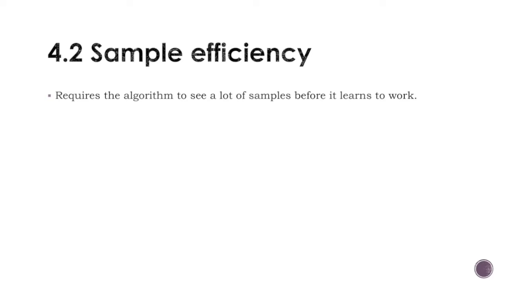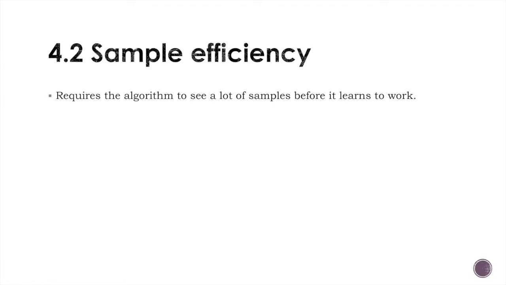These issues also exist in the NAF algorithm. The instability issue is that the NAF algorithm's learning curve also fluctuates a lot and often does not converge to a single fixed point, while the lower sample efficiency issue is that it takes a lot of time for the algorithm to see enough samples before it learns to work. So, both of them are open problems that might be our next focus.